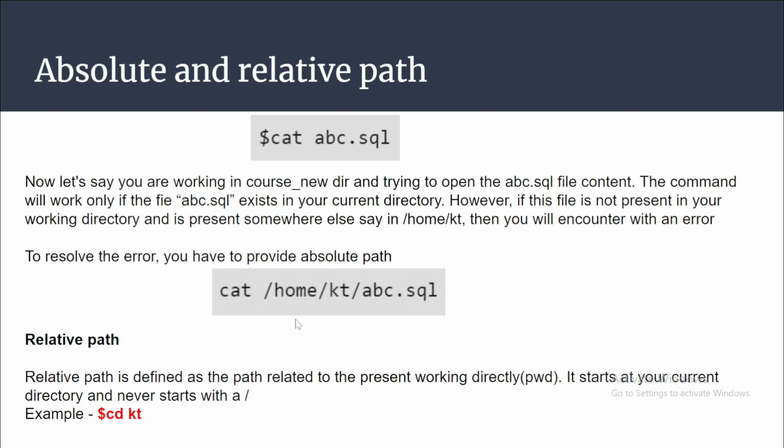Now defining the relative path. A relative path is simple, just giving the folder name. There will be no forward slash. For example, currently you are in the home directory and you want to go to the kt subdirectory. You just have to write cd and the folder name, change directory and go to the kt folder. You don't have to write it with a forward slash. If you write cd forward slash kt, it will throw an error. I'll show you on the terminal in the coming slide.